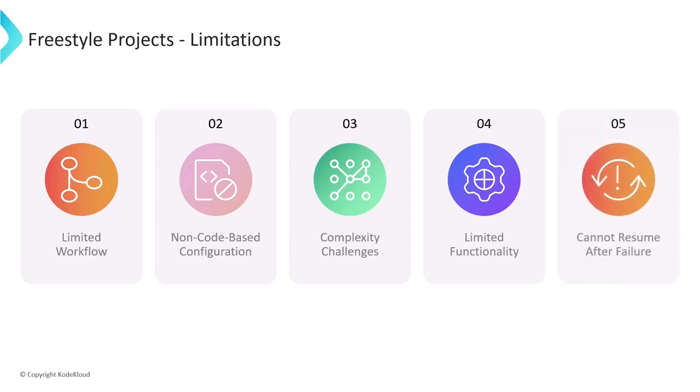And finally, freestyle projects cannot be resumed after a Jenkins controller failure. In essence, freestyle projects are a legacy approach. While they might work for basic cases, they lack the flexibility and maintainability needed for most modern continuous delivery or deployment pipelines. Thank you.